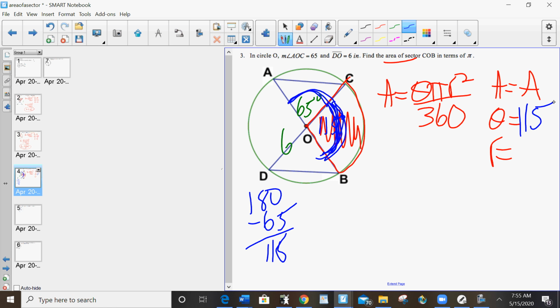My radius is 6. Now you might say, well, Mr. Schlansky, this radius isn't in the sector either. True, but in a circle, all radii are equal. So if one radius is 6, then they're all 6. I want you to set it up and finish it from here. Keep in mind it says in terms of pi, so make sure that you don't type pi in. I'm going to give you about 45 seconds to get your answer on your own.